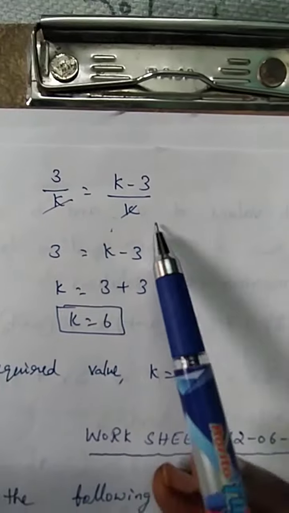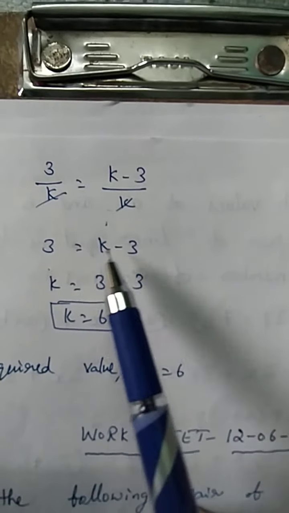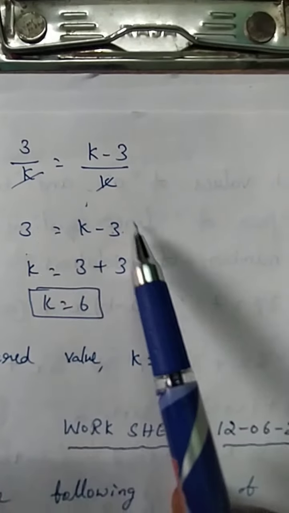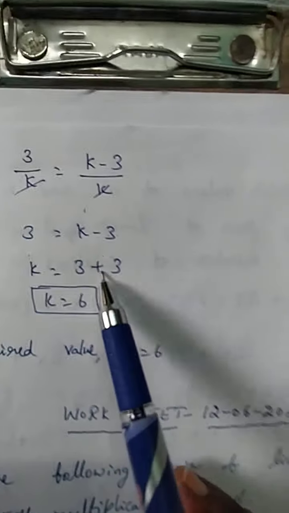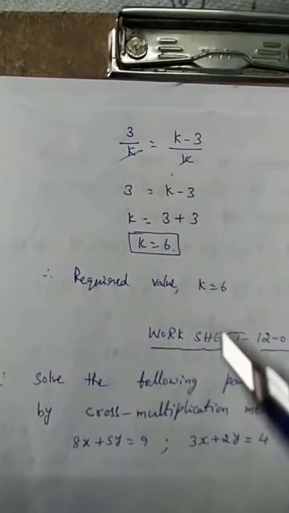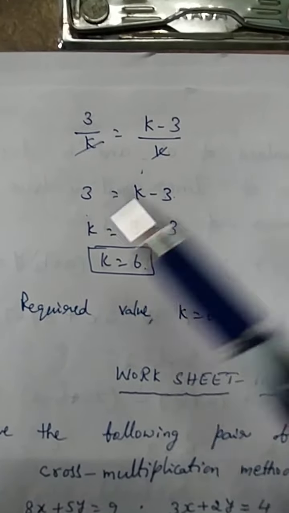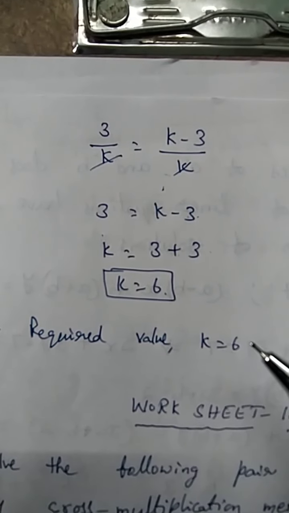Like that, both the k's are cancelled. Then the balance 3 is equal to k minus 3. Minus 3 is transposed outside, plus 3. Minus 3 plus 3, 3 plus 3 is equal to 6. Now k is equal to 6. In any way, the result is k is equal to 6. Therefore, the required value k is equal to 6.